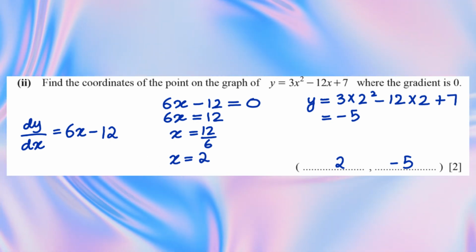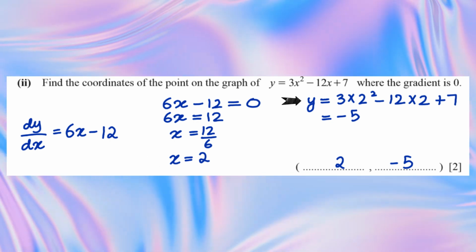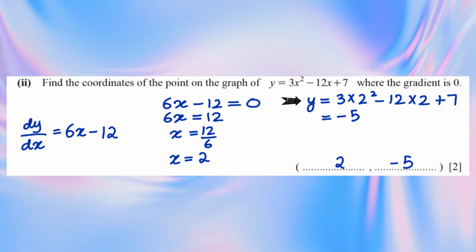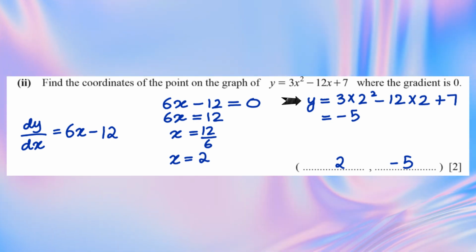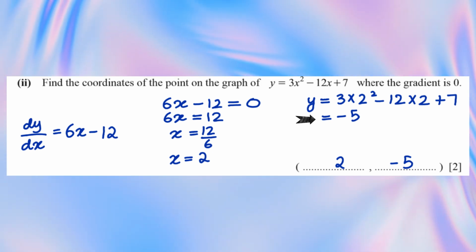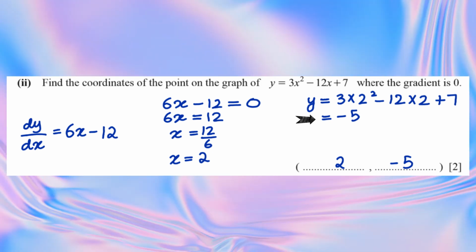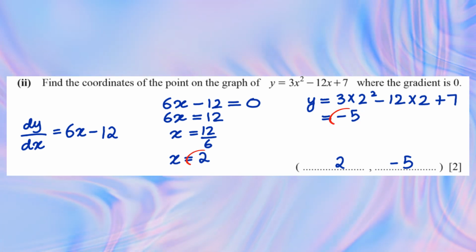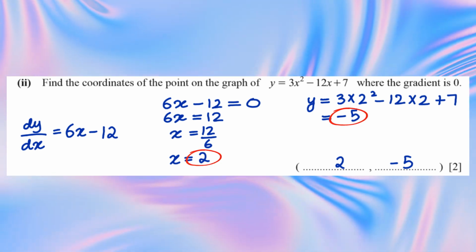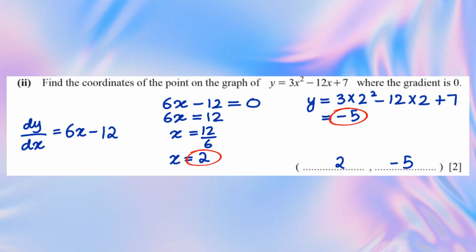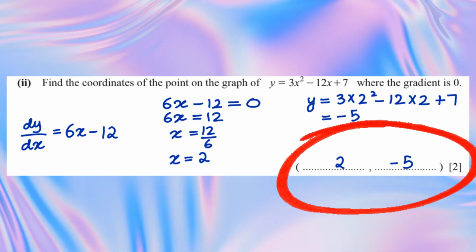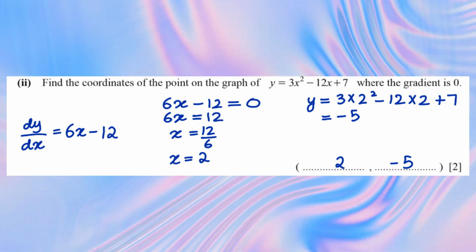To find the corresponding value of y of that point, we substitute 2 in place of x in the equation of the graph. y equals 3x squared minus 12x plus 7. Then we simplify and get y equals minus 5. Therefore, the coordinates 2 and negative 5 are the coordinates of the point on the graph of y equals 3x squared minus 12x plus 7, where the gradient is 0. So the answer is 2 and negative 5.